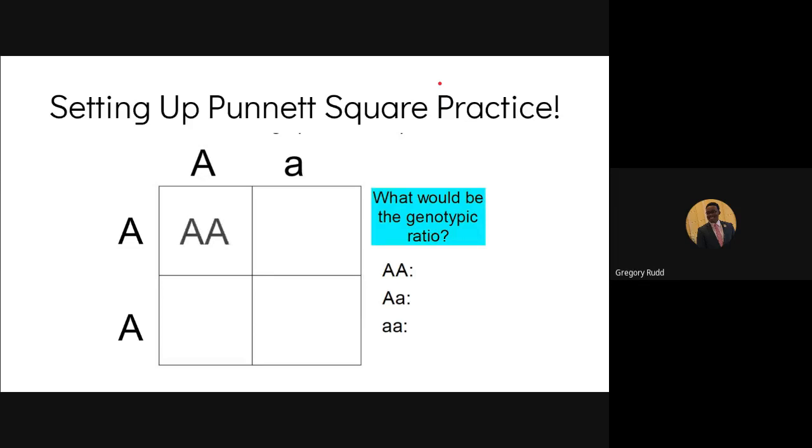All right, so let's just go. This box, we've got a homozygous dominant genotype. We take this A and drop it down. We take this A, push it over. We end up with 2 capital A's.